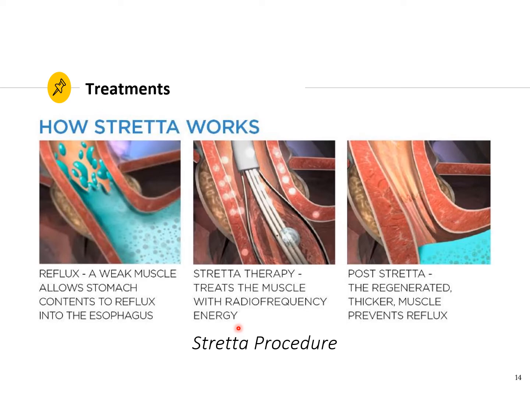The next one is the Stretta procedure. It involves putting a device through the mouth and into the esophagus, and this device treats the muscle with radio frequency energy in order to make the muscle thicker, in this case the LES, which prevents reflux.